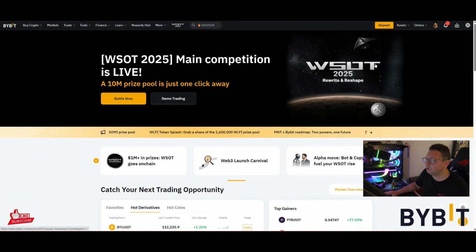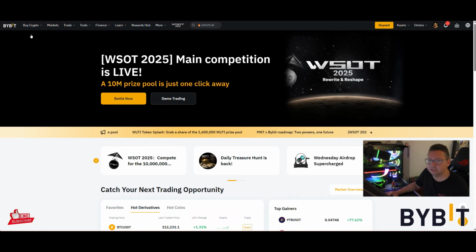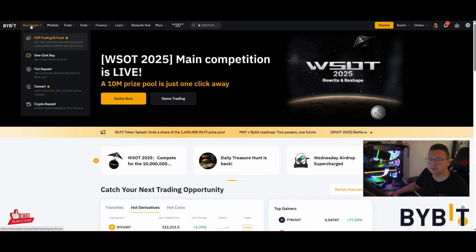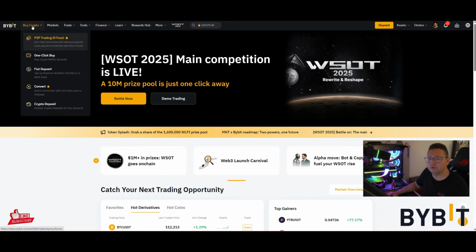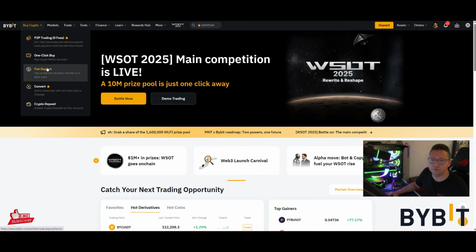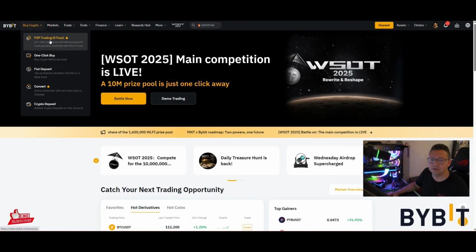And if you don't own any cryptos, then of course you also have a nice fiat gateway, because the first tab you can see at the top is the Buy Crypto tab, where you have different ways to buy cryptos with fiat.